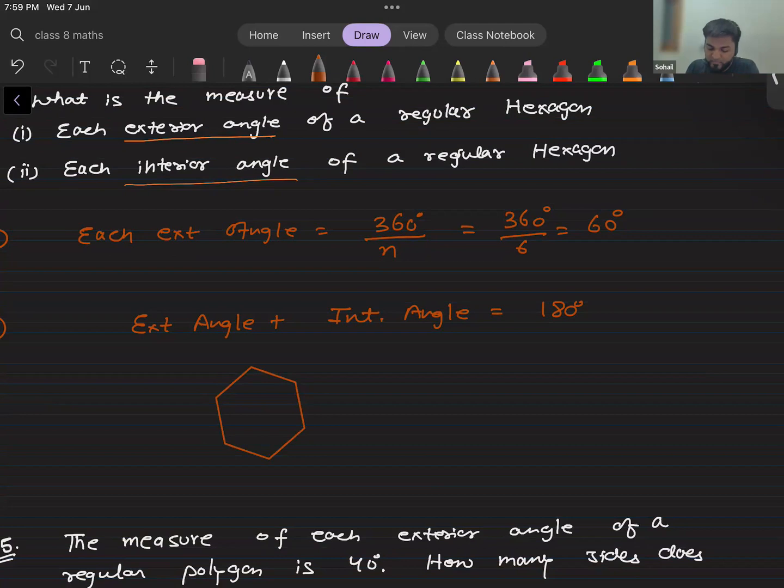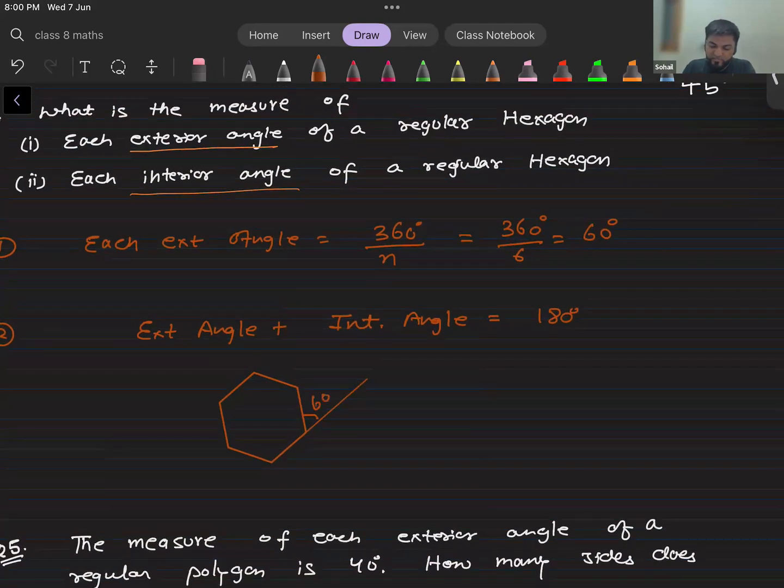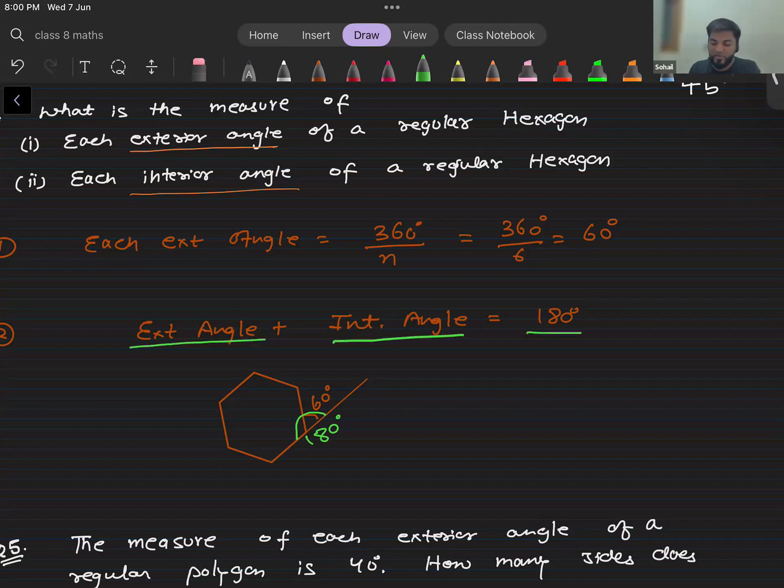And let's say we are talking about this side. So the exterior angle we found out to be 60 degree. This is a straight line, and we know that the complete angle formed in a straight line is 180 degree. Right, guys? Yeah, it is 180 degree. So we say that exterior angle plus interior angle gives you 180 degree.